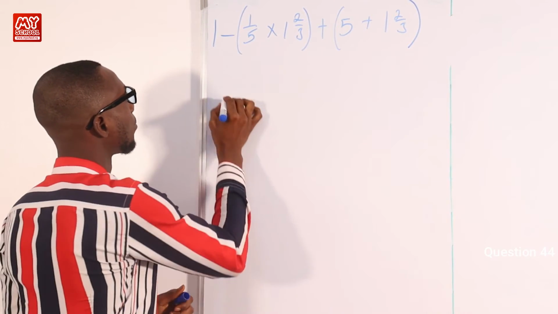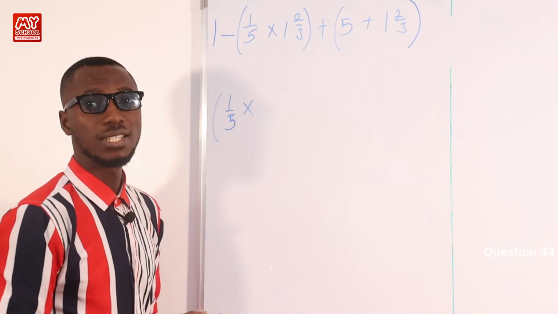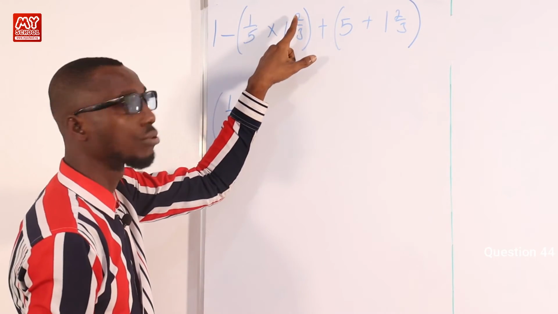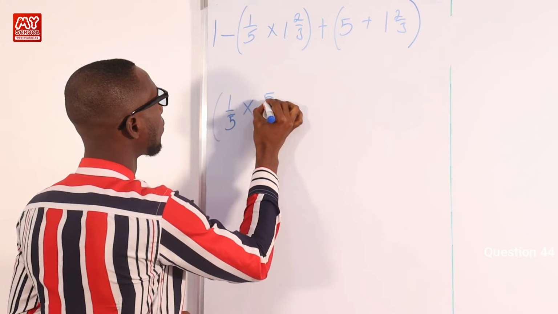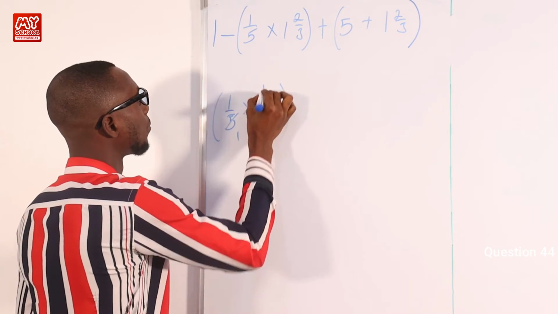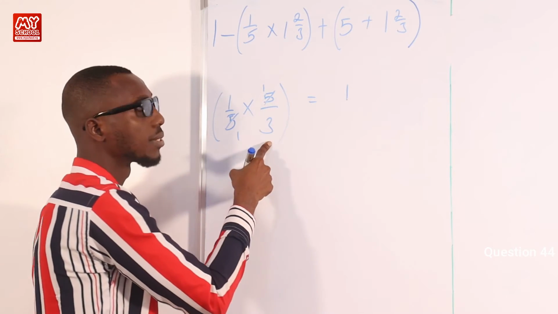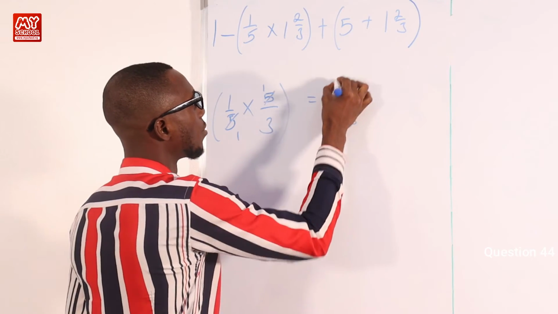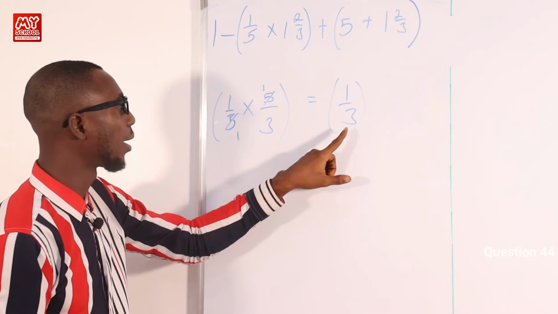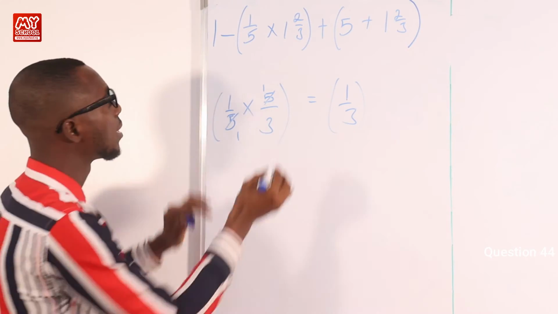The first bracket, 1/5 times, converting this mixed fraction to an improper fraction, that will be 1 times 3, we have 3, plus 2, that is 5/3. Okay, so 5 strikes out 5. So for the numerator, we have 1 times 1, we have 1. 1 times 3, we have 3. So we know that for these brackets, when we evaluated, we have 1/3.